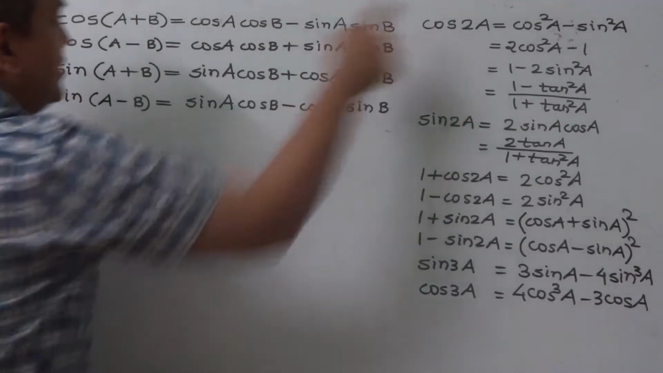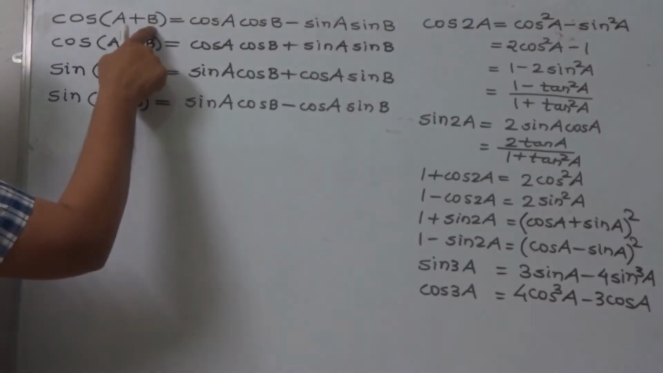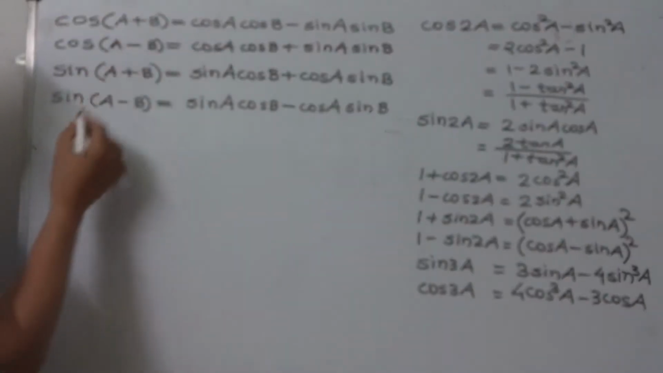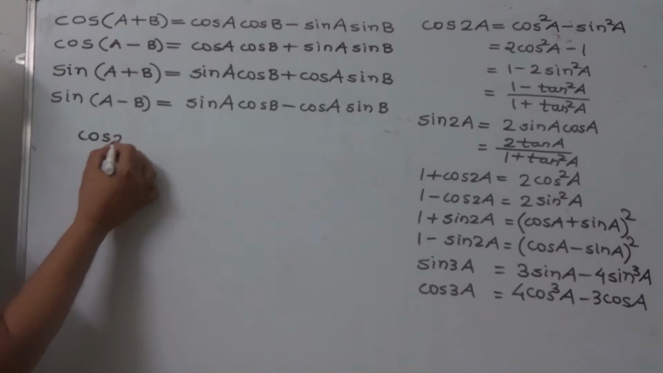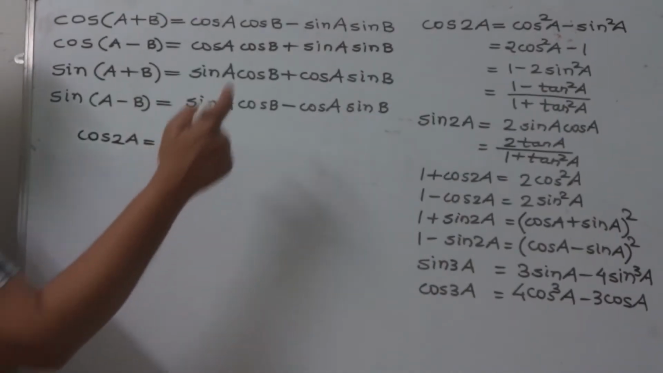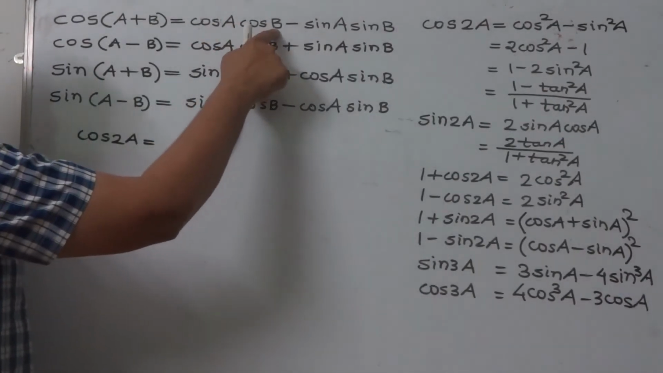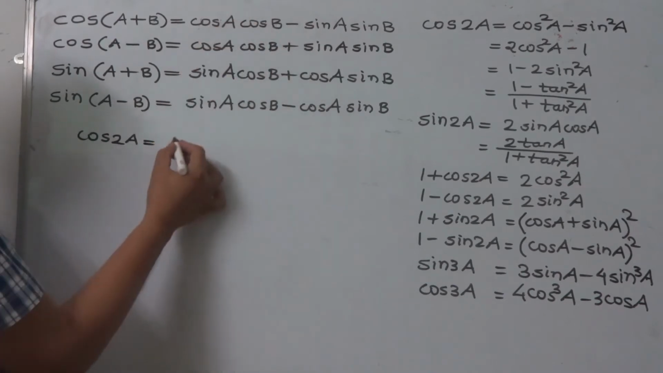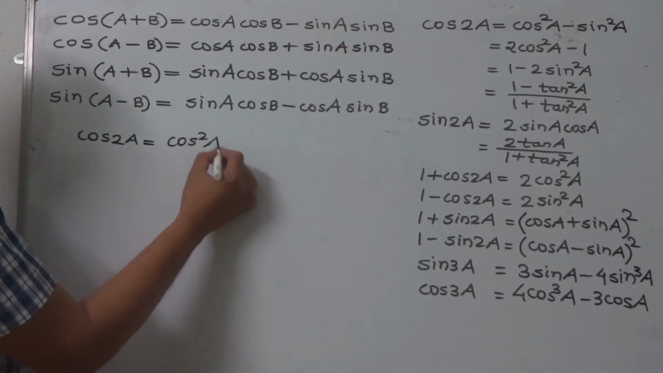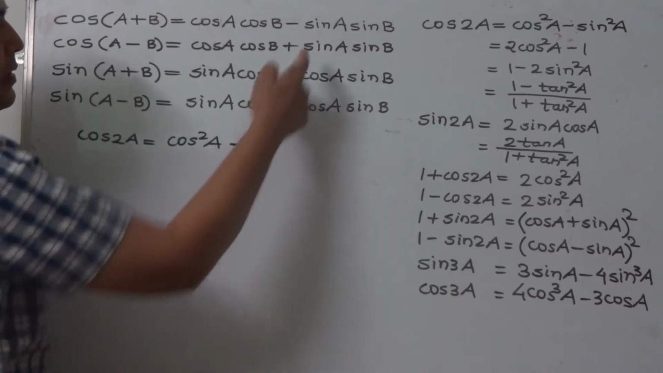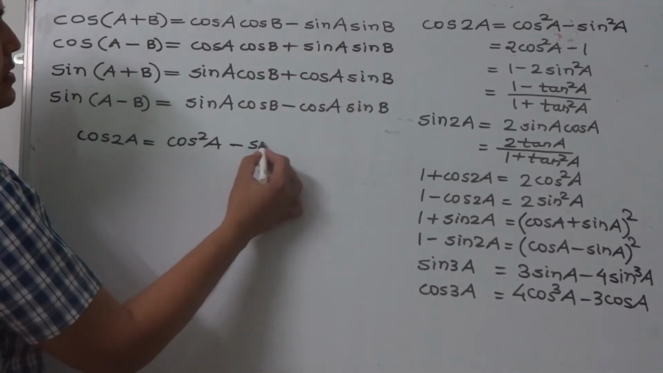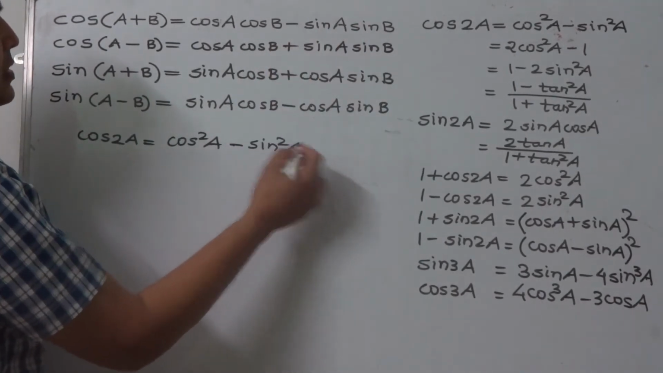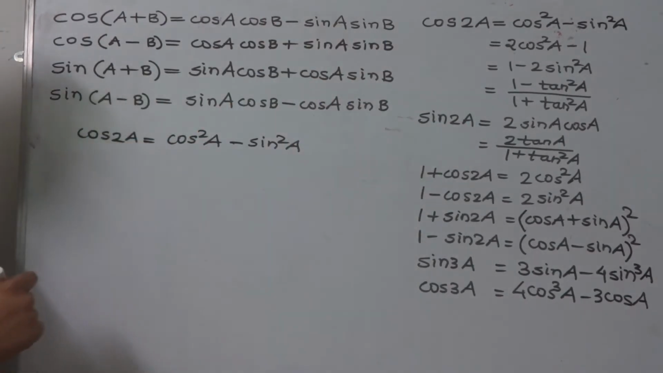Now, for the first result we substitute b equal to a, so what do we get? Cos 2a. Now if we replace b by a here, what do we get? Cos a into cos a, that is cos square a, minus sin a into sin a is sin square a. So this is the first result.